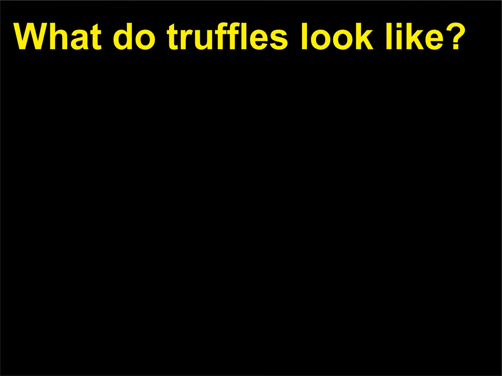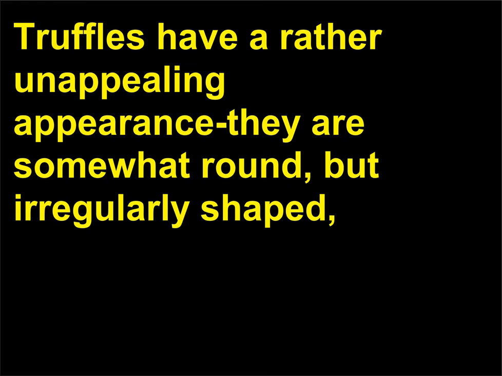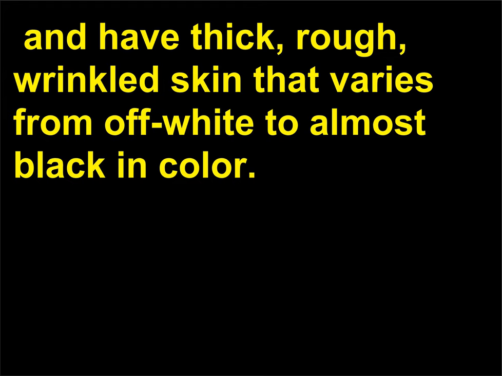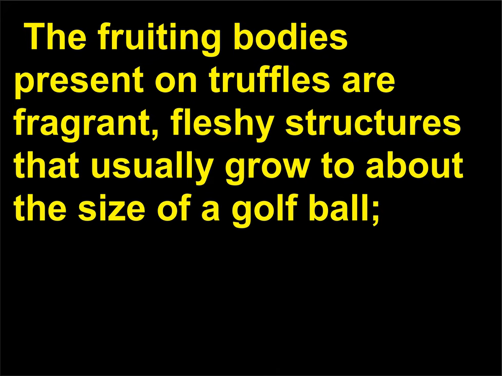What do truffles look like? Truffles have a rather unappealing appearance. They are somewhat round, but irregularly shaped, and have thick, rough, wrinkled skin that varies from off-white to almost black in color. The fruiting bodies present on truffles are fragrant, fleshy structures that usually grow to about the size of a golf ball.